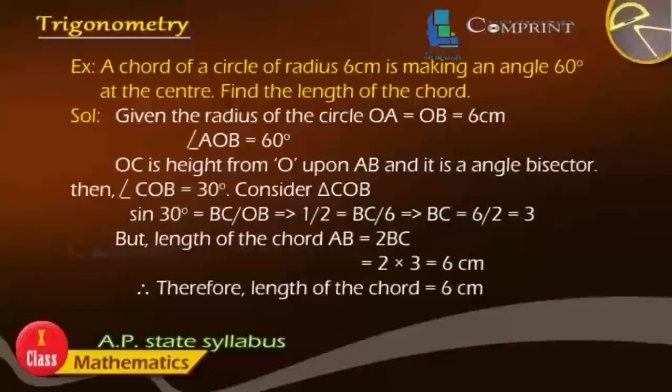OC is height from O upon AB and it is an angle bisector. Then angle COB is equal to 30 degrees. Consider triangle COB. Sin 30 degrees is equal to BC by OB is equal to 1 by 2. BC by 6 is equal to 1 by 2, so BC is equal to 6 by 2 is equal to 3. But length of the chord AB is equal to 2BC is equal to 2 into 3 is equal to 6 centimeters. Therefore, length of the chord is equal to 6 centimeters.